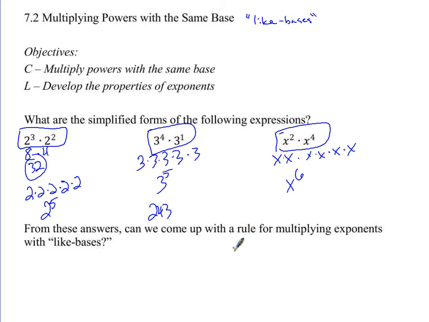So from these answers, can we come up with a rule for when we're multiplying like bases? Add the exponents. That's right. When you're multiplying like bases, you can add the exponents. But there's something else I want to add here. What happens to the bases? They stay the same. Notice that it didn't turn into 4 to the fifth. It was still 2 to the fifth. It was still 3 to the fifth. It was still x to the sixth. Okay? The base stays the same.